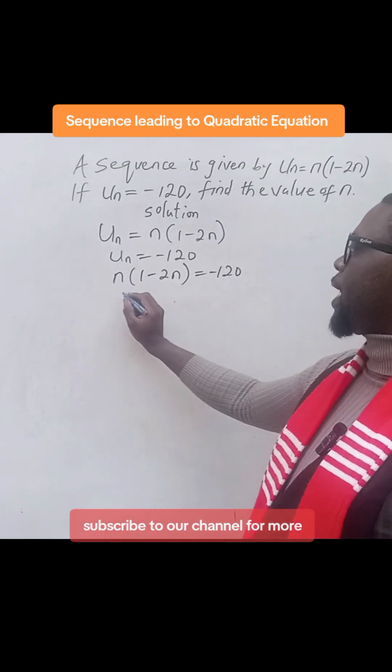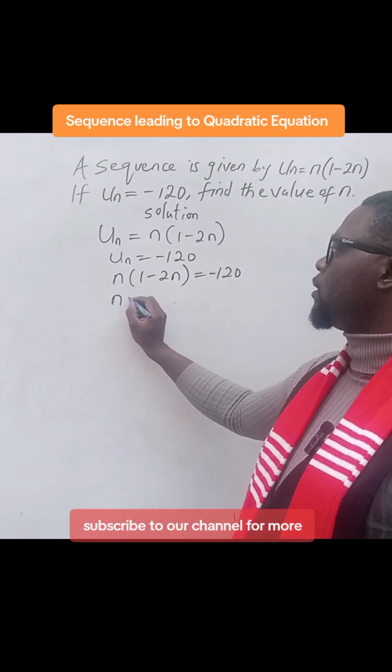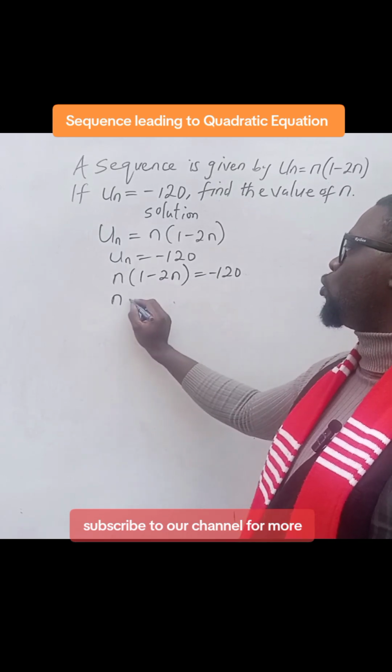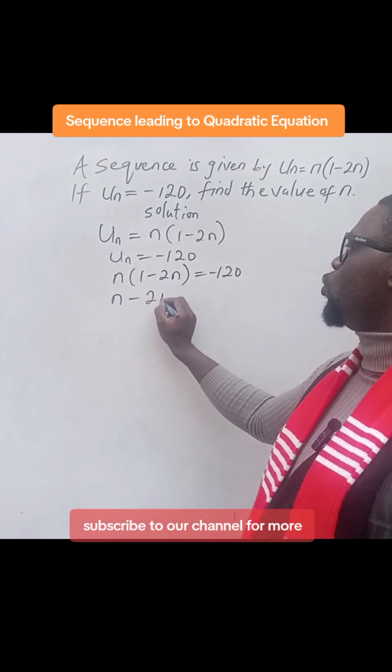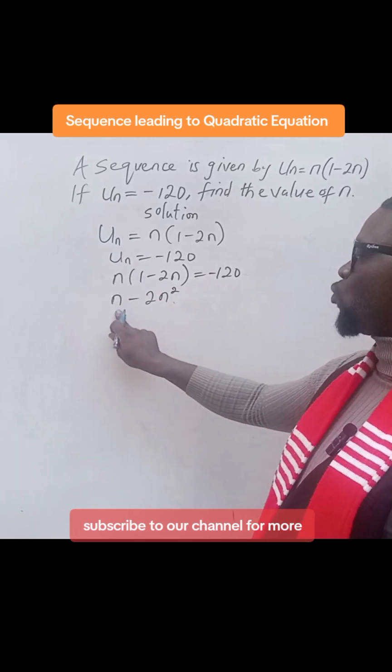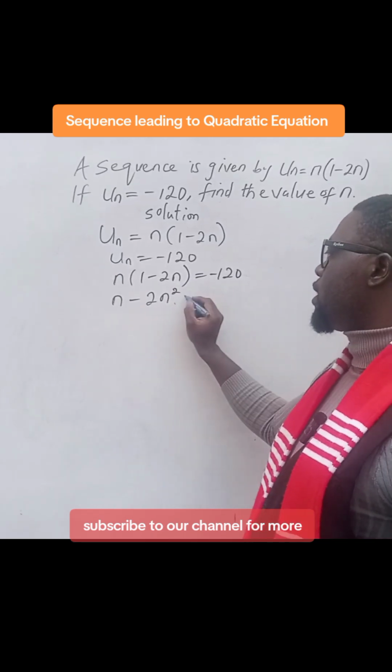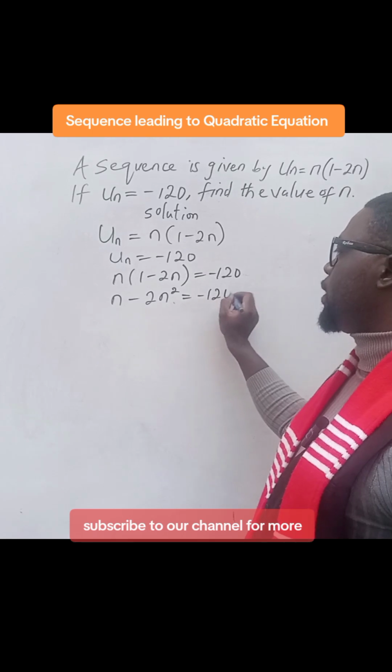So you open up this bracket, you have what? n times 1 is n. n times minus 2n gives you minus 2n squared. So we have n minus 2n squared equals minus 120.